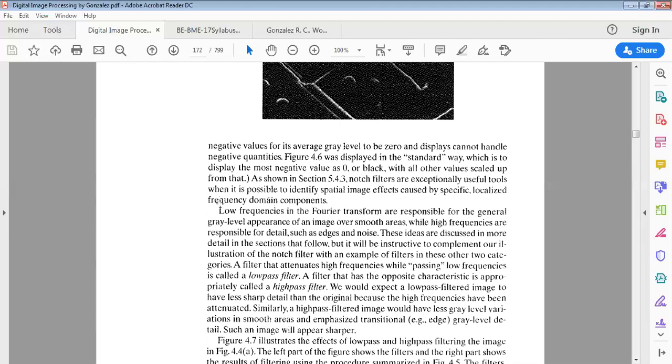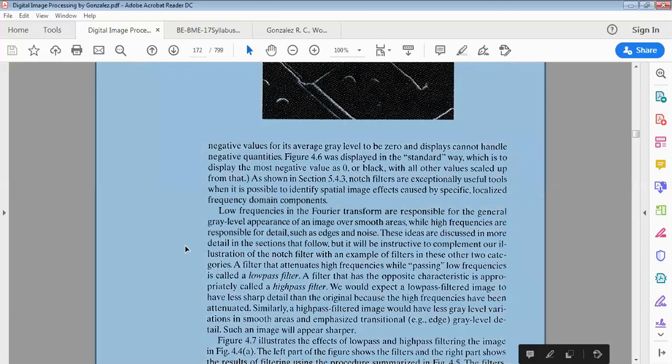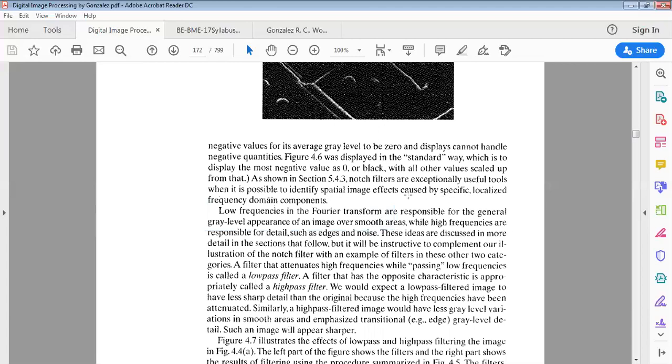Normally, low frequencies are responsible for the general gray level appearance of an image. Always remember, low frequencies in the Fourier transform are responsible for the general gray level appearance of an image, while high frequencies are responsible for details such as edges and noise. A filter that attenuates high frequencies while passing low frequencies is called a low pass filter. Similarly, a filter that has the opposite characteristic is called a high pass filter.